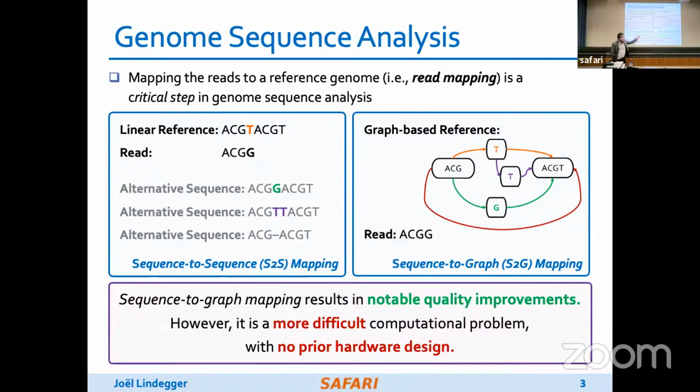Mapping to this graph, which contains all known variations, notably improves accuracy, but it's a more difficult computational problem. So graphs are a bit more irregular than just a sequence. And yeah, it turns out this is a strict superset of this linear mapping problem. And because of that, there's no prior hardware accelerator design, well, prior to this work, that is.